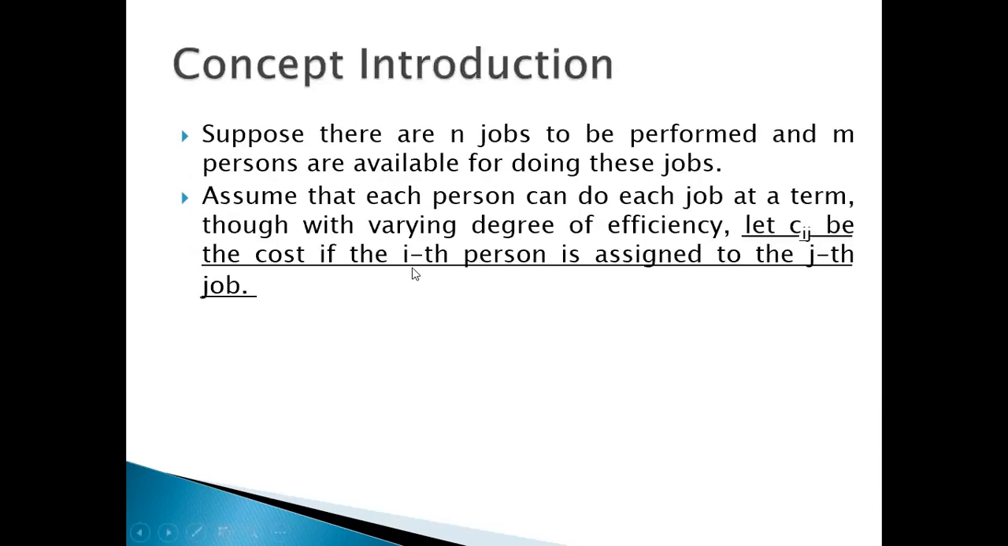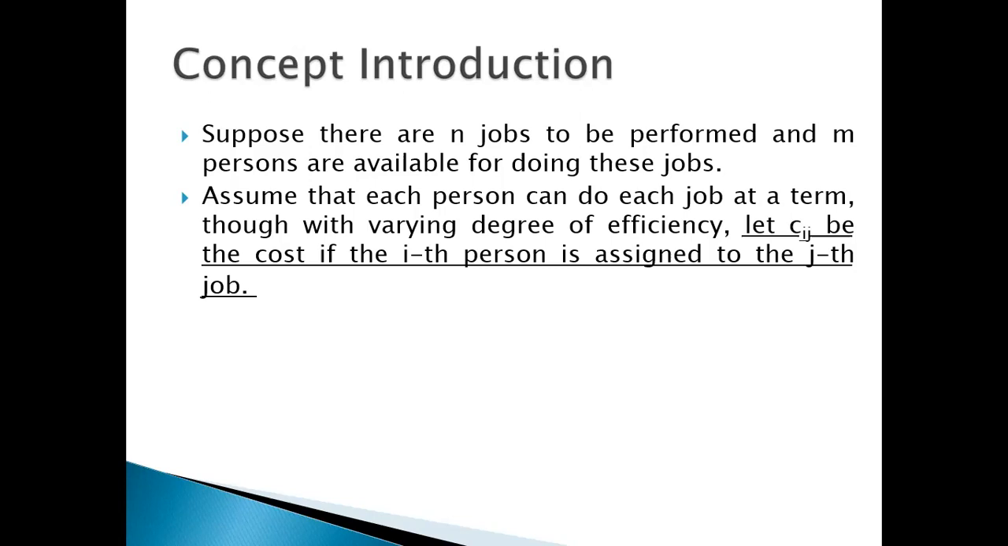Now let us directly move to the concept introduction. Suppose there are n number of jobs to be performed and m number of persons available for doing the jobs. So this is the general notation. Let m be the number of persons available and n be the number of tasks which is assigned to each person to carry out all the jobs.